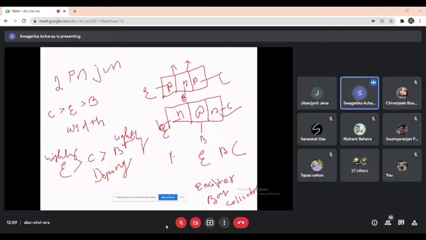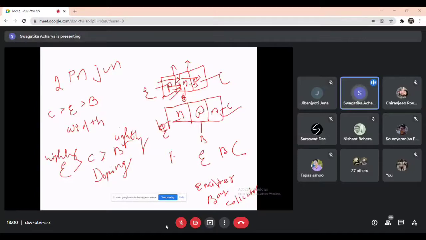Right. The base is lightly doped and very thin because it passes most of the emitter injected charge carriers to the collector. The emitter injects charge carriers to the base, right? Charge carriers will be injected. Now the base is very lightly doped, so it will pass them all towards the collector side.